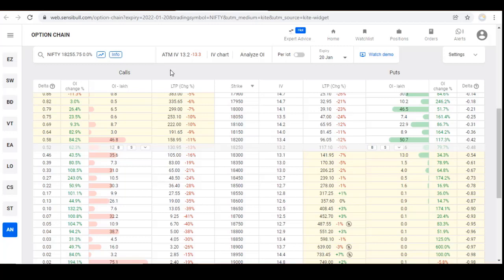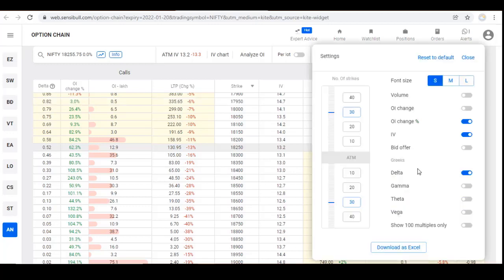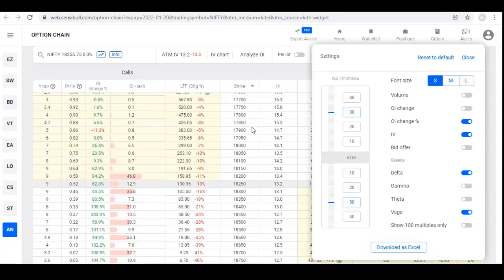Here an advantage is that apart from the basic option chain, you also get to see the Greeks. Alright, so you go to settings and you can see all these options apart from the basic data. So apart from basic option chain data, you also get to see Greeks here. You can select any of these if you want.